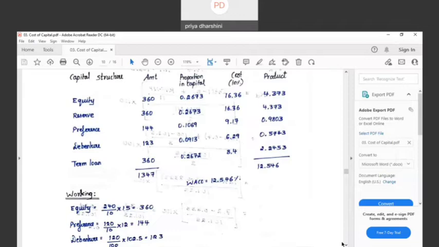Is it clear? Here in your study material, they have made a lot of mistakes. Just ignore. Is it clear? Right. Very good.